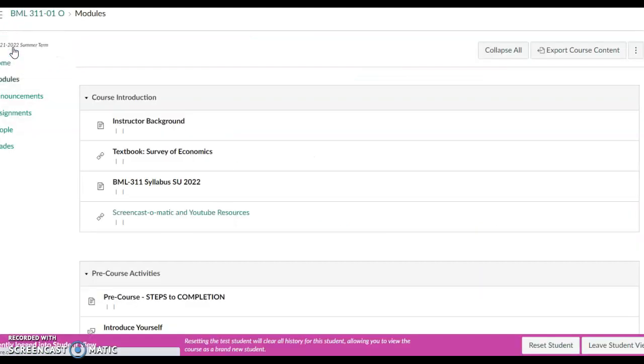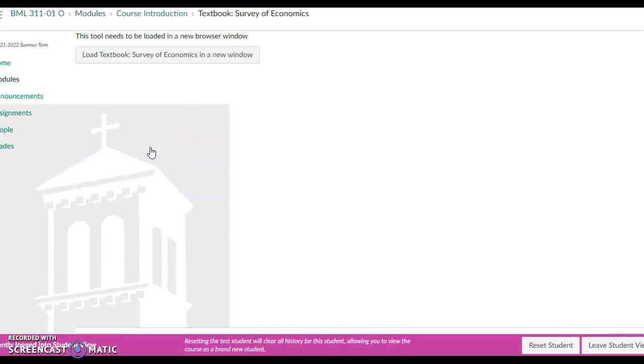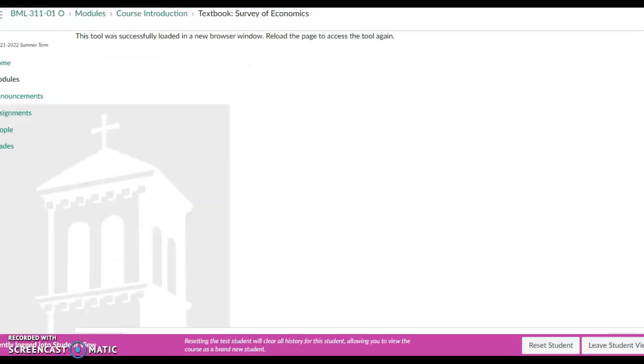Let me go back here to the modules. So here's the textbook right here. If I click on the textbook, you should be able to load it, and you should have all of the chapters pertaining to this course. Survey of Economics, that is the name of the textbook that we're using for this course, and Rittenberg and Tregarthen happen to be the authors. So remember that.